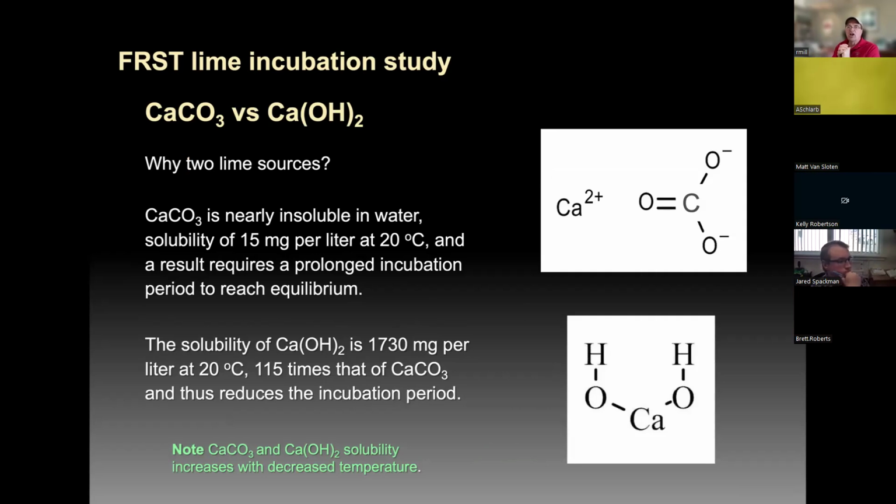And then you look at the solubility of calcium hydroxide, it's 1,730 milligrams per liter at 20 degrees C, and it's 115 times more active than what you're going to get with calcium carbonate. We really want to push this reaction forward faster because the longer the incubation goes, the more nitrification we're going to have, which is going to pull down the pH of what we're doing. And so it's really a way to optimize the system.